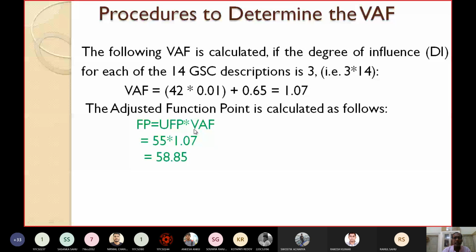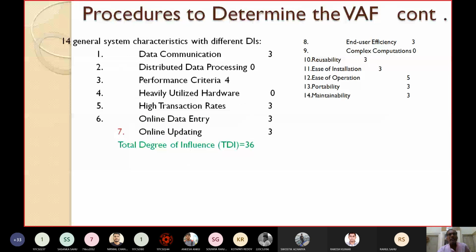So 1 or 2 questions may come from this point. Given a problem, calculate the adjusted function point for this problem. Here is another example. There are 14 parameters, 14 characteristics. Suppose data communication, its influence is 3, and distributed data processing is 0. Performance criteria 4, like this, all are given.